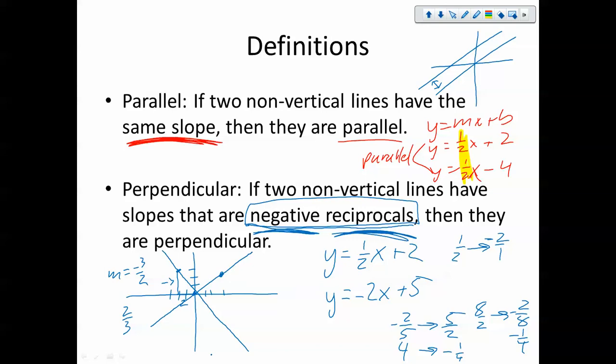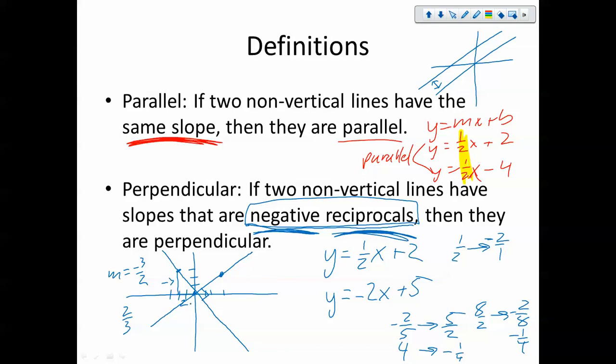perpendicular lines. Perpendicular lines meet at 90-degree angles. And it's that negative reciprocal that makes that happen. So down 3, right 2 puts me there. If I were to do the negative reciprocal of that, up 2, right 3, I would get the line that meets at a 90-degree angle.